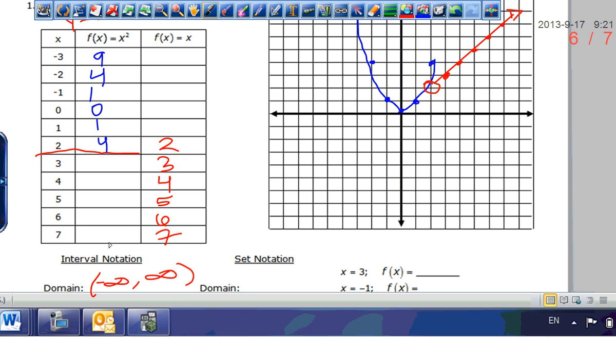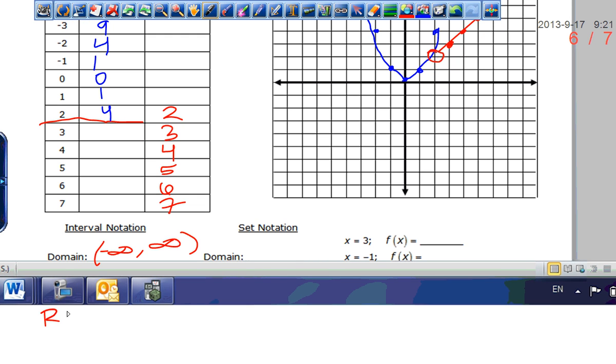What about my range? Is it the same thing, all real numbers, negative infinity to positive infinity? Now what's the smallest value? 0 to infinity. 0 to infinity. And I need a parenthesis at the end there.